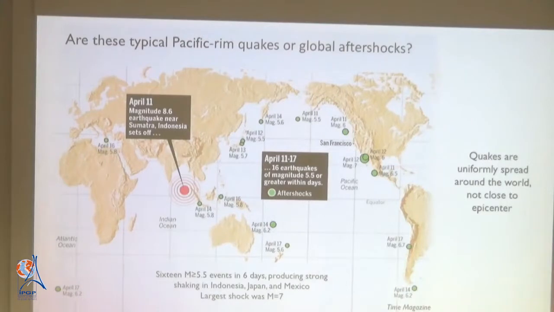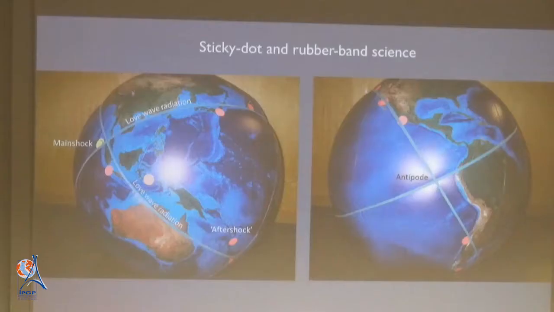And it just looks like, well, they're largely around the Pacific Rim with a few in the Indian Ocean and Crete. But because I have a lot of rubber bands in my office and I'm a very sophisticated scientist, I have a lot of inflatable globes. And I put sticky dots on one of my globes where these magnitude 5.5 earthquakes were. And I found that I could put a rubber band around all of those earthquakes. So this is something that wasn't evident from a normal Mercator projection.